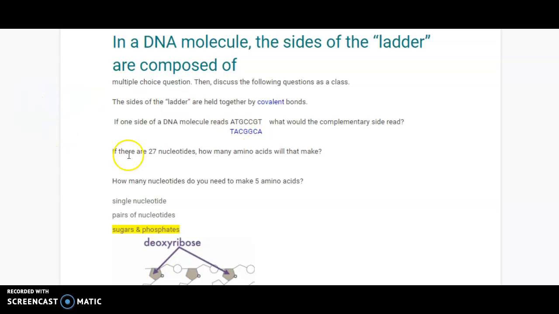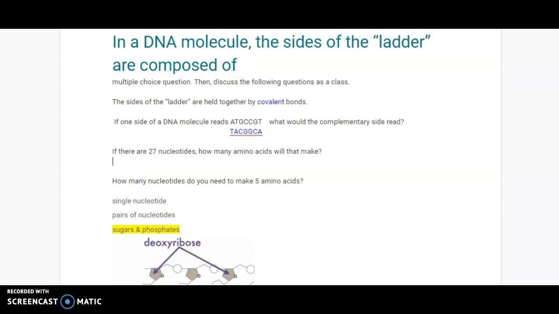So this next question says, if there are 27 nucleotides, we have 27 of those bases, how many amino acids will that make? Well, it takes 3 to pick up one amino acid, and that'll be a little clearer next week when we talk more about translation and the tRNA. But just know that it takes 3 bases to make a code for 1 amino acid. So we've got to see how many groups of 3 we have in 27. So 27 divided by 3.